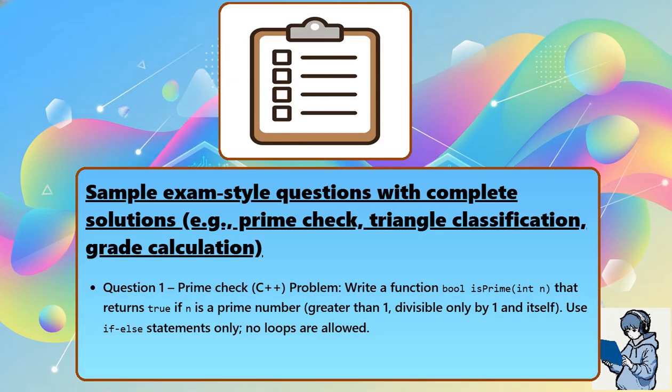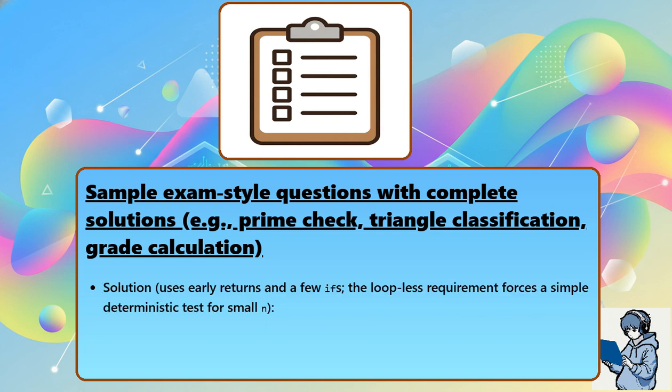Question 1: Prime check in C++. Problem: write a function bool isPrime(int n) that returns true if n is a prime number greater than 1, divisible only by 1 and itself. Use if-else statements only; no loops are allowed. The solution uses early returns and a few if statements. The loopless requirement forces a simple deterministic test for small n.